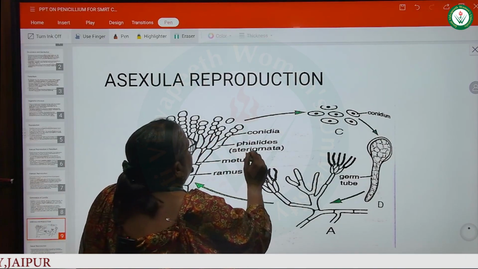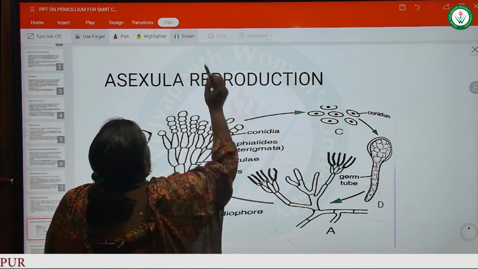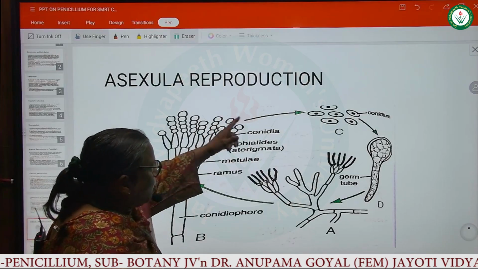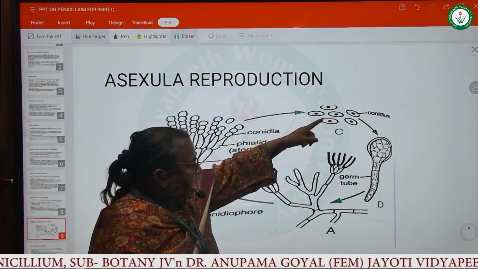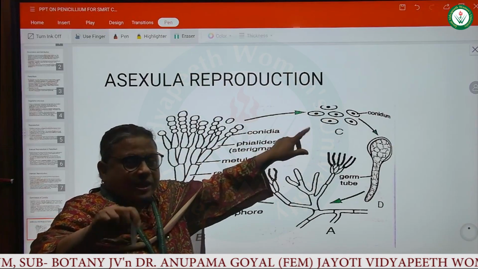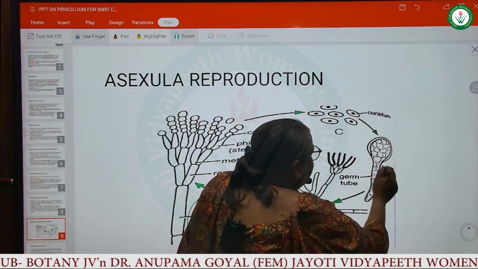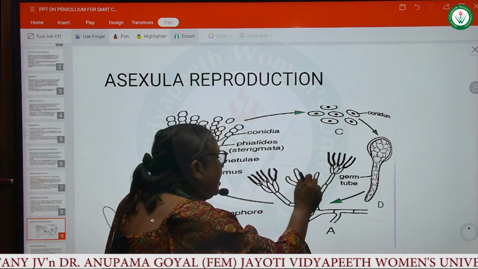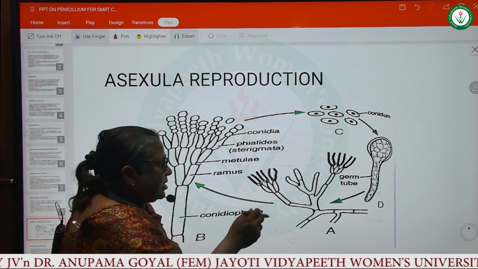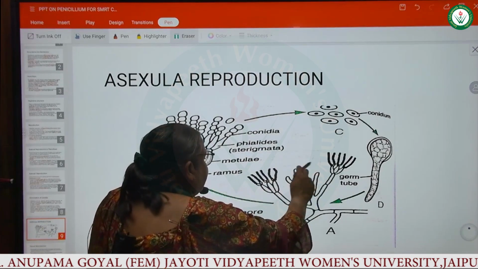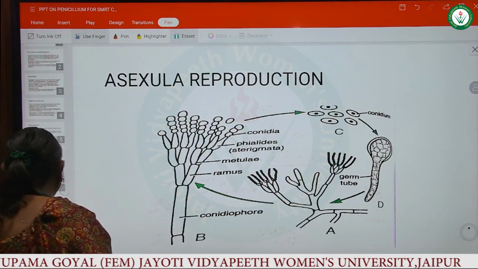Above the sterigma, what are formed? Conidia are formed. Now these conidia are released, and when they are dispersed by the wind, as you see in diagram D, the conidium forms a germ tube. Now this germ tube gives rise to a complete mycelium, as you see in diagram E.